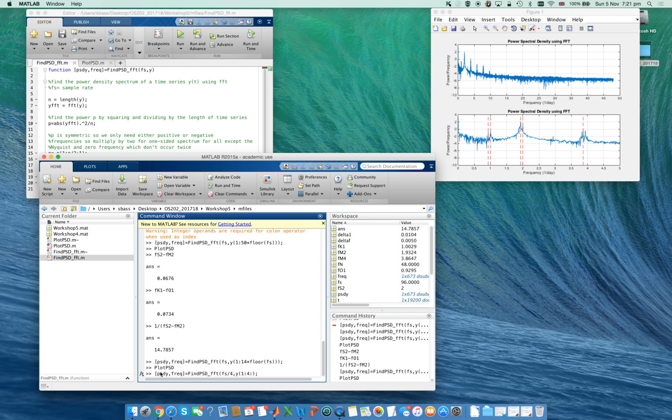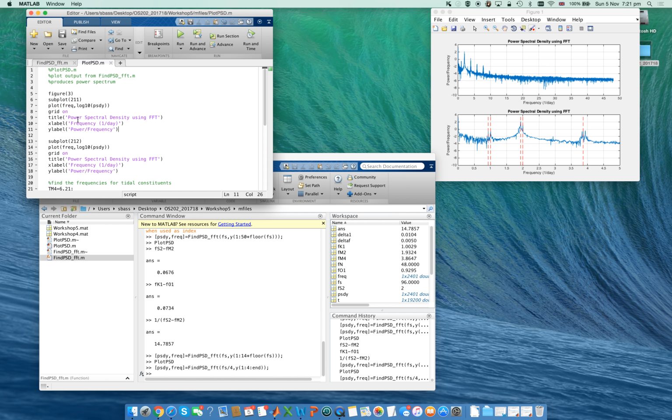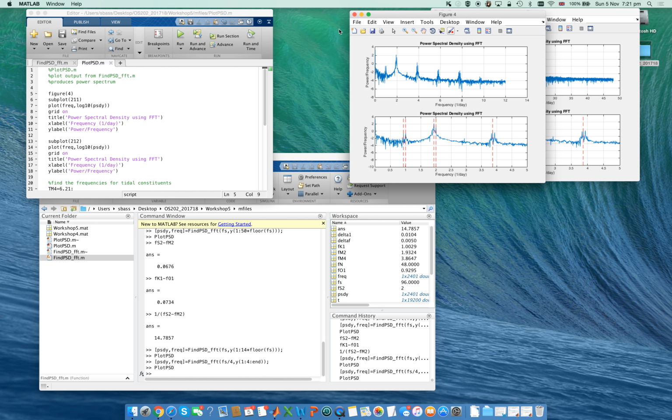So we want to go from the first element in the array y, and we'll jump along in 4s up to the end. Okay, and then I need another bracket on the end here. Okay, and then if we go to plot, we should be able to plot that. Let's open up a new figure, figure 4, and save and run that.